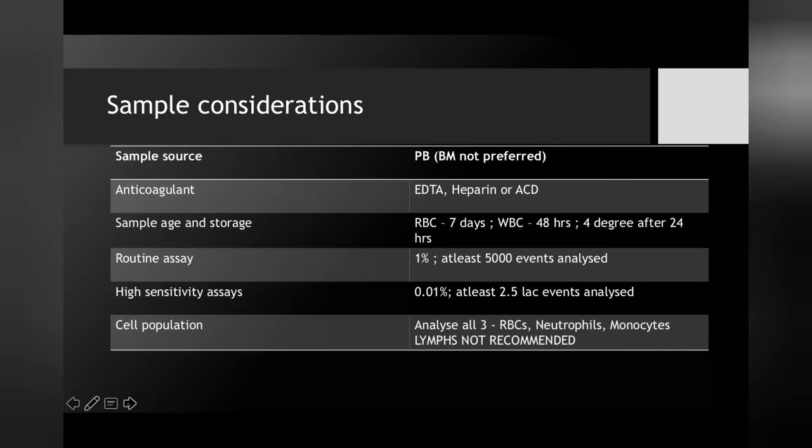I will provide in the diagnostic algorithm. Dr. Pritesh, just wait for a minute. And why lymphocytes are not recommended is because they have a very long lifespan and they have a variable expression of the GPI anchored proteins, right? So these are the sample considerations. Next, please.